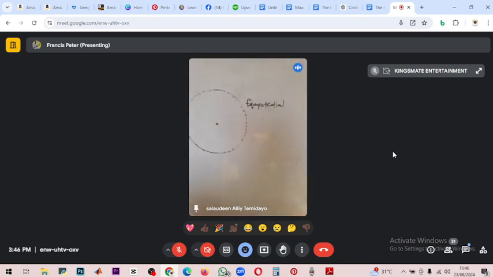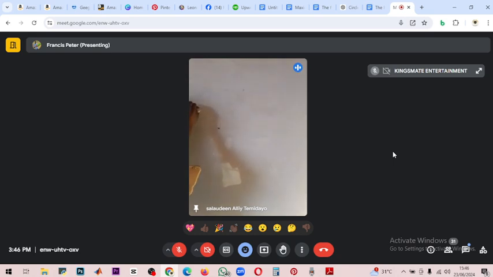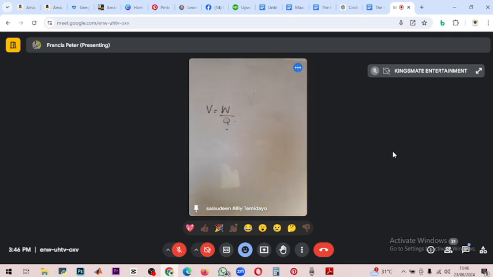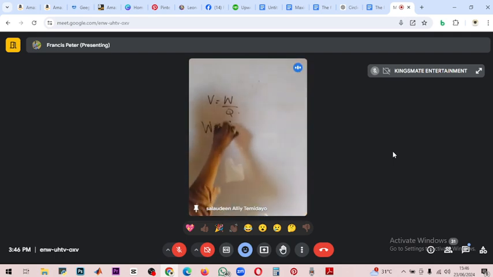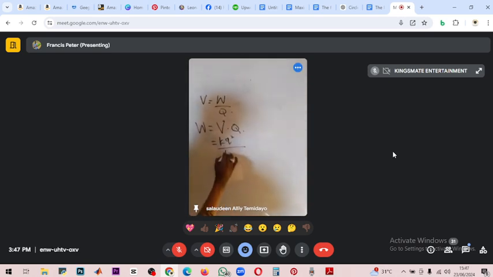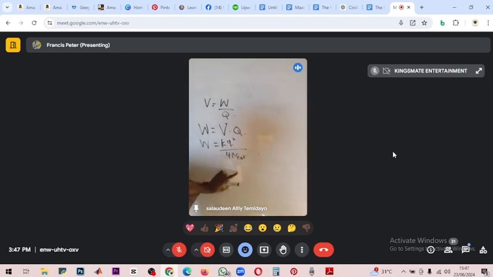So work done in an electric field. We remember one formula we just mentioned now, that electric potential is equal to work done over charge. So from this formula as well, you can write your own work done. Work done in an electric field is equal to potential times Q. Doing the mathematics here, we're going to have K Q squared over 4 pi epsilon naught R. So this is the formula for work done in an electric field.